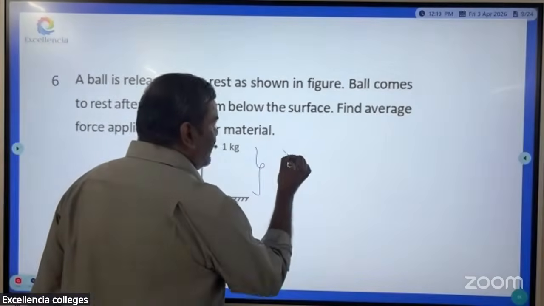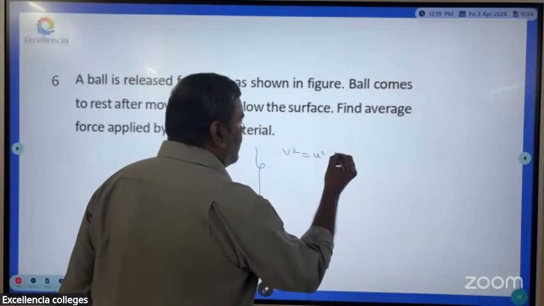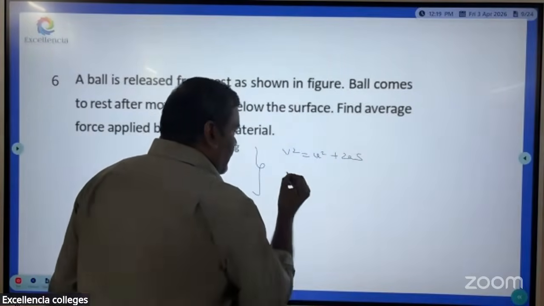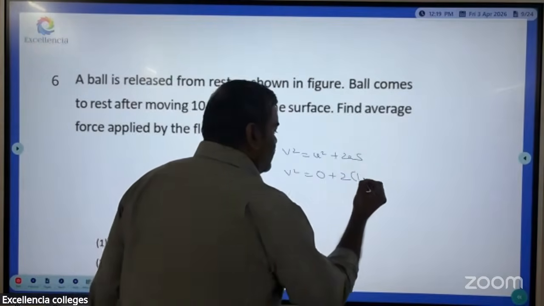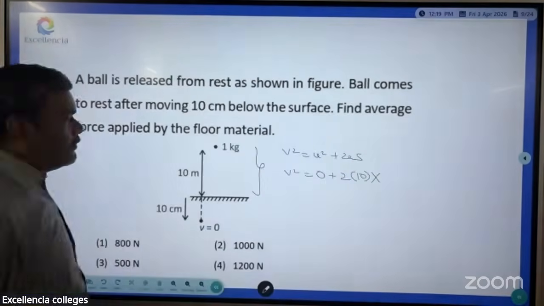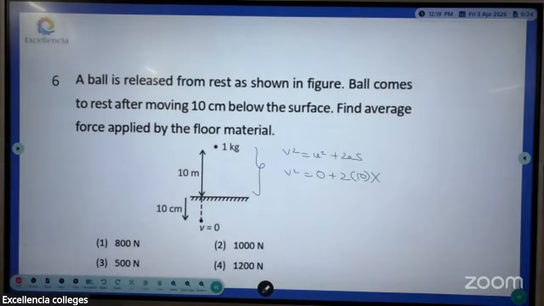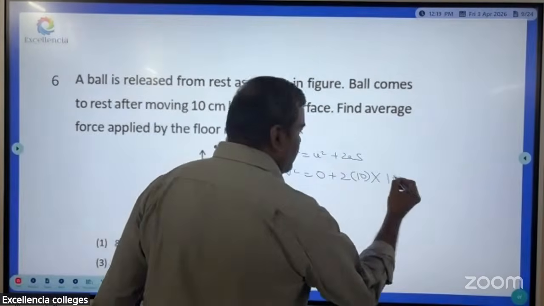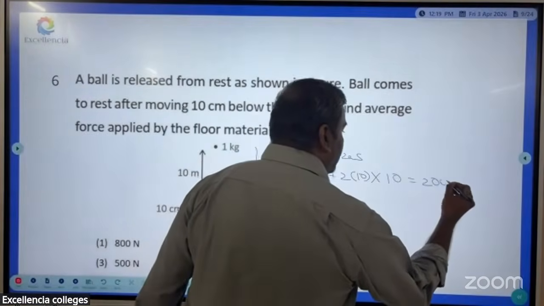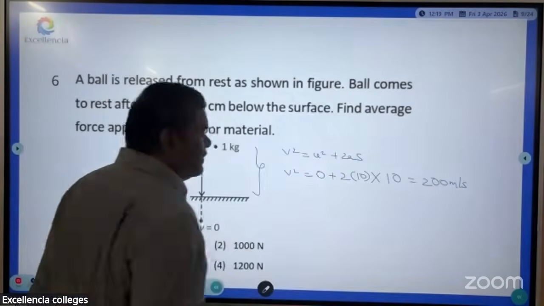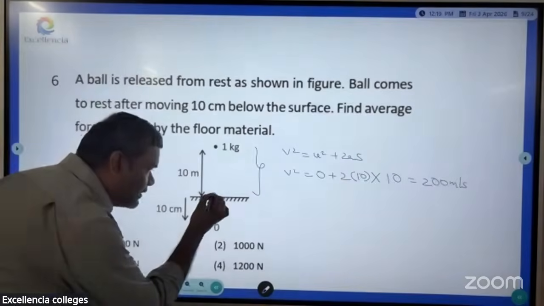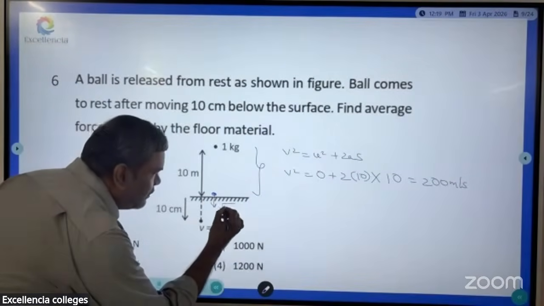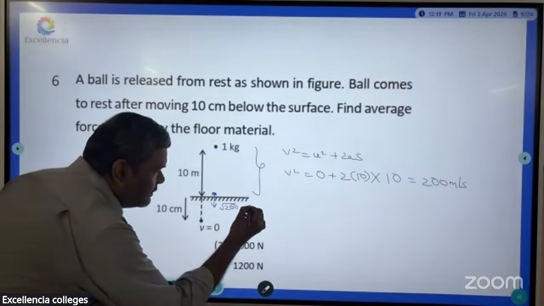So we can very easily write v squared equals u squared plus 2as. Final velocity v squared equals initial velocity 0 plus 2 into acceleration, which is 10, into displacement. Now, what is the displacement here? Displacement is 10 meters. So it's going to become 200 meter squared per second squared. That's the v squared just before hitting the ground. So when it is about to hit the ground, it will have a speed of root 200 meter per second.